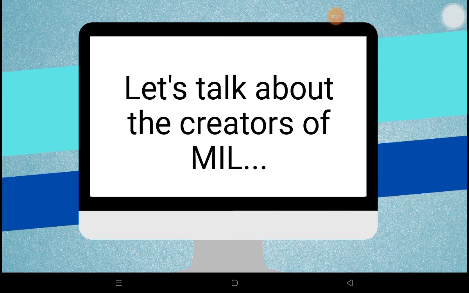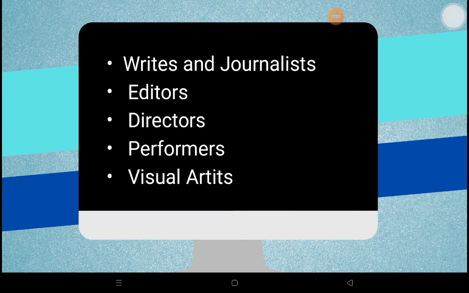Now, how about the creators of media and information literacy? So, who are those persons? So we have here the writers and journalists. So they are our main source of information because they provide us the information for us to be more updated every time that we need to see what's happening around us. So they are always there to give us what we need.